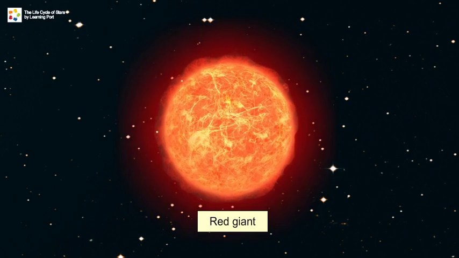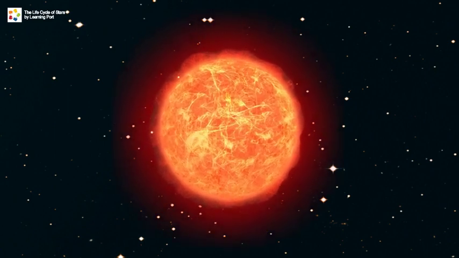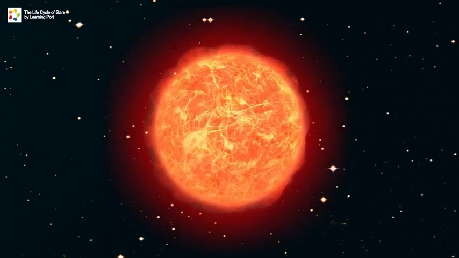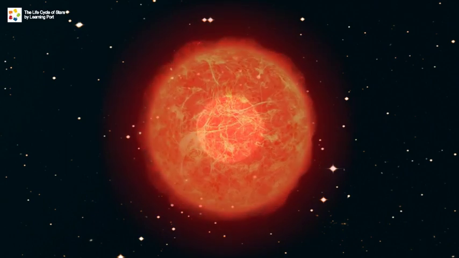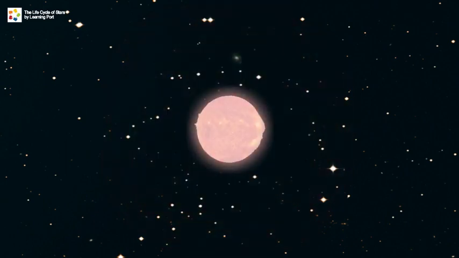When a medium-sized star with a mass similar to the Sun becomes a red giant, it will expand until the outer layers are eventually ejected. The hot and dense core left behind is called a white dwarf.